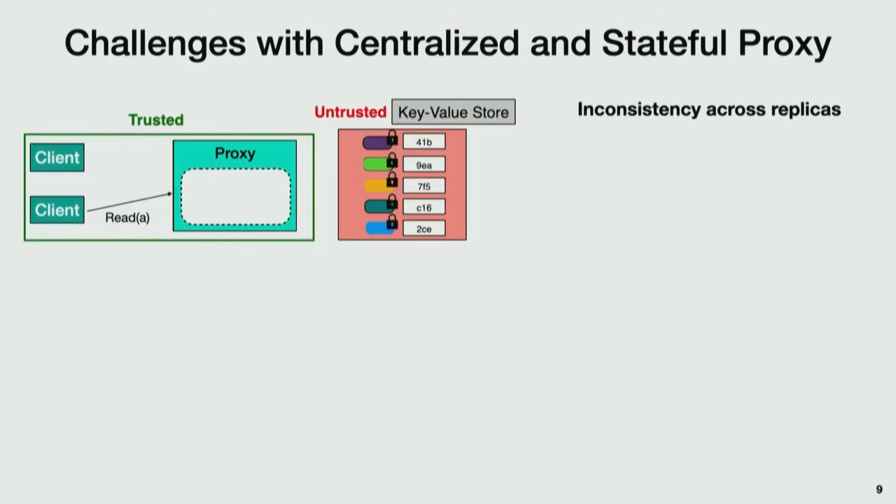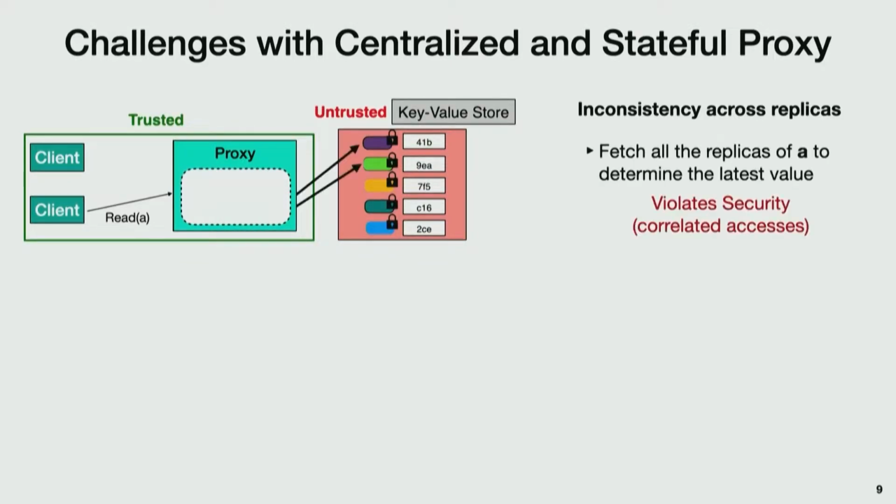Now, when a client issues a read request, there is inconsistency across the replicas of key A. So the question is, how do you satisfy this read request? Either you can fetch all the replicas for key A in order to determine what is the latest value by some versioning, and then you can satisfy the client request.